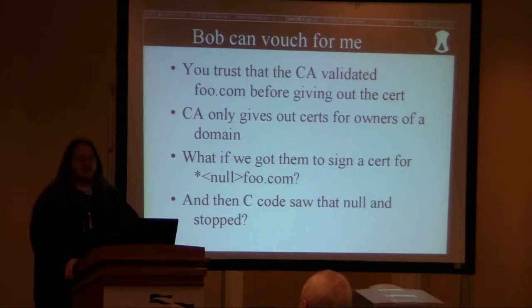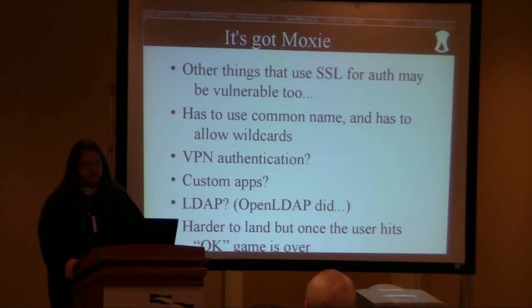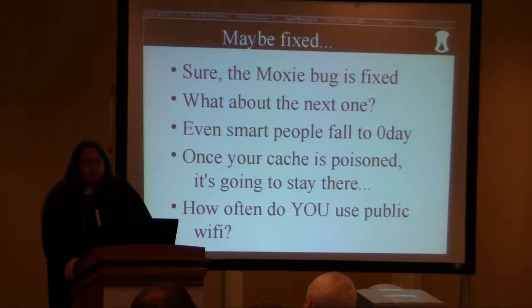Yeah, that was Moxie's stuff from Black Hat, and yes, it worked that simple, and yes, we all would have been owned, because not only Microsoft, but the Firefox libraries, I believe the Opera libraries, and several others. OpenSSL had to release fixes for it as well. All your SSL would be owned, and you'd never know, and we're the smart people, and even then we would have gotten screwed. So other things that use SSL might be vulnerable too, anything that had a common name. So sure, that bug is fixed, but what about the next one? Even we can fall to 0-day.